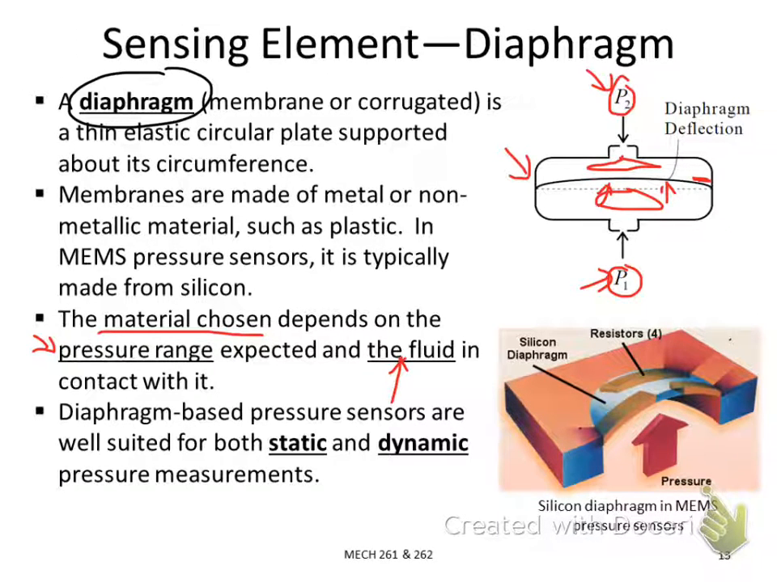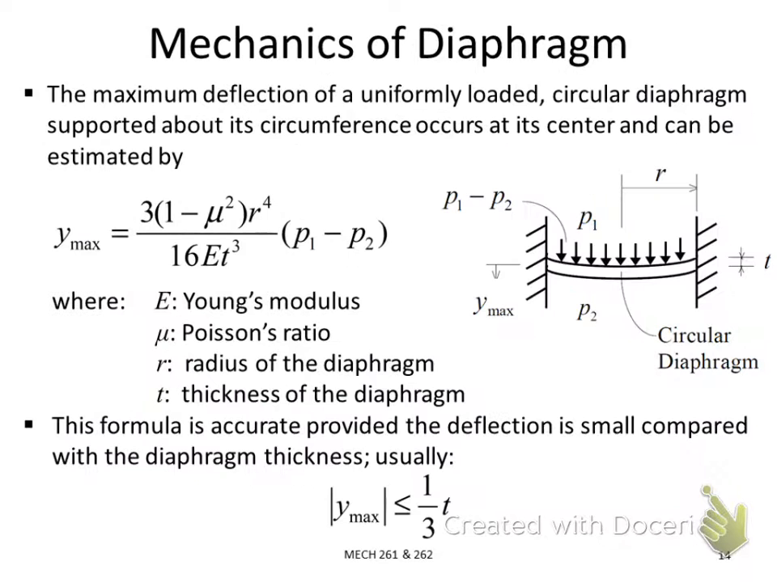And because usually this diaphragm is small and very thin, it has a very high natural frequency. That's why it has a faster dynamic response, so it's suitable for both static and dynamic measurement. Now let's look at the mechanics of the diaphragm.